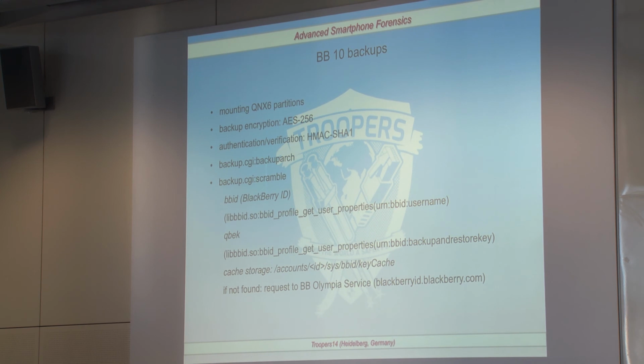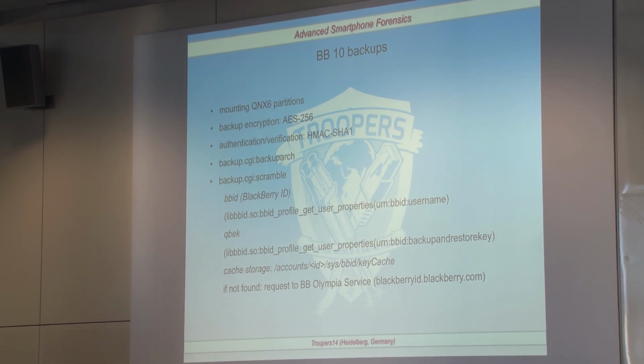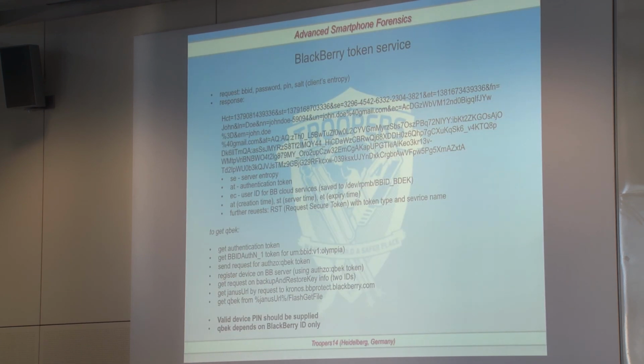And in return, the BlackBerry services are returning this encryption key, which is probably like the actual ID of the BlackBerry device. And this ID is being sent to the device itself, stored there, and then the backup service is using it to encrypt the data when you create the backup, and also to decrypt the data if you restore the device from the backup.